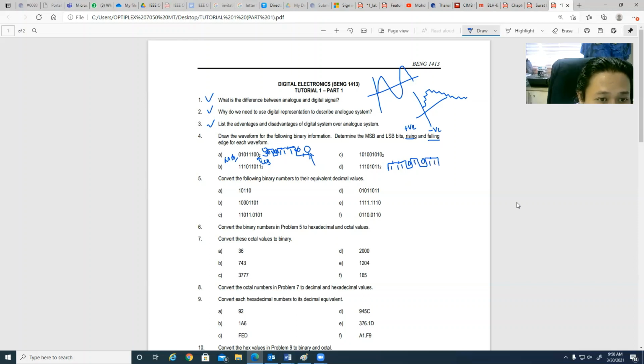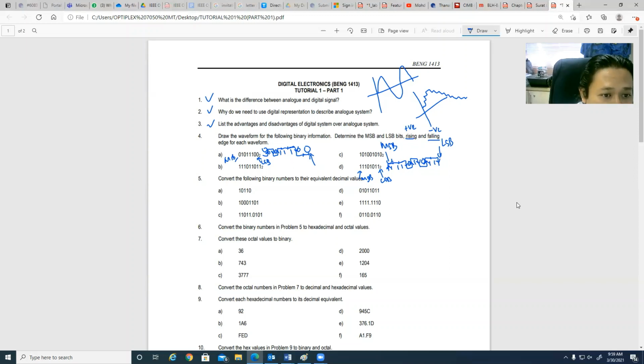So this is the digital waveform. As you know, this is the least significant bit, and this one is the most significant bit. Whatever you write, it is like this. Then you have to determine the edges: this is a positive edge, or rising edge, and this is a falling edge, then positive, negative, positive, and negative edge.